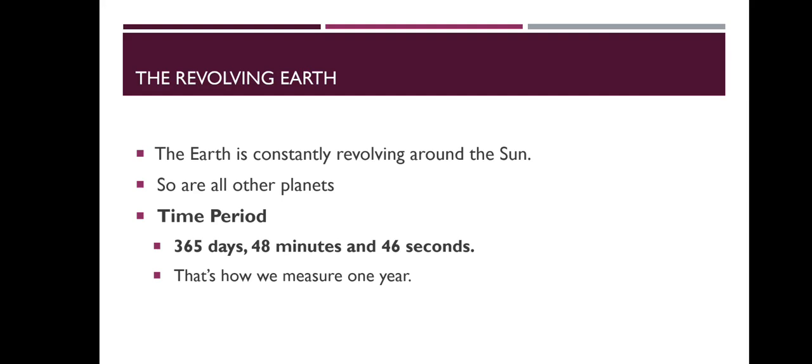And the time period in which Earth completes its revolution around the sun is approximately equal to 1 year. That is about 365 days, 48 minutes and 48 seconds. You need to underline these terms, these figures, and memorize them.